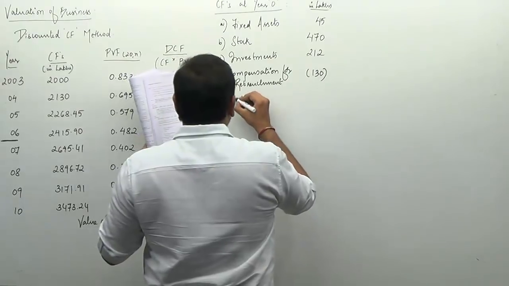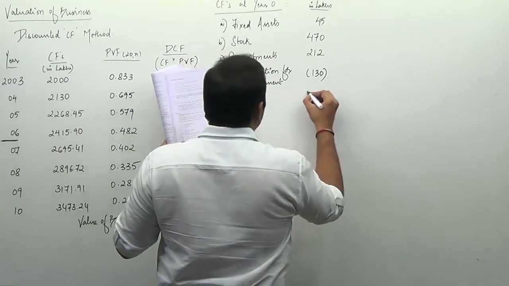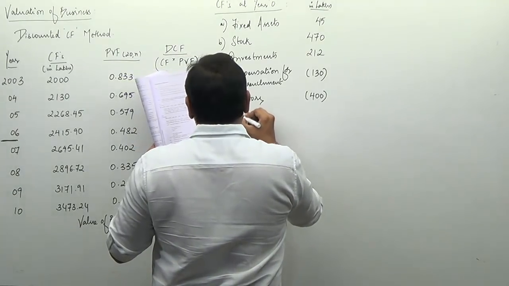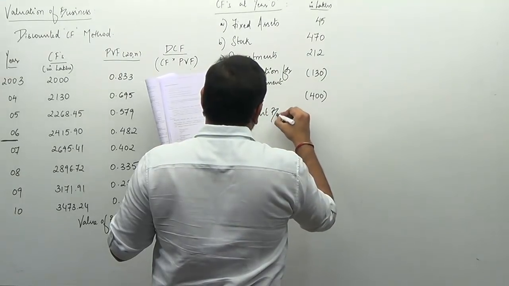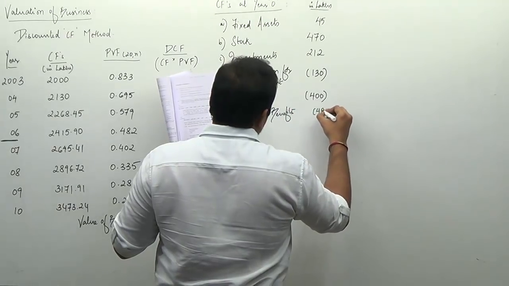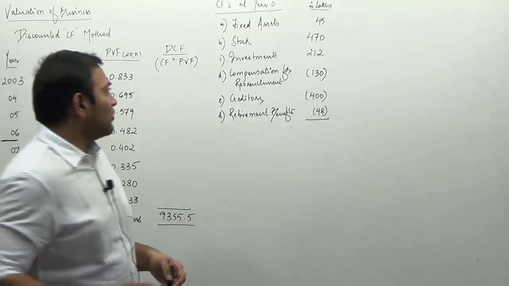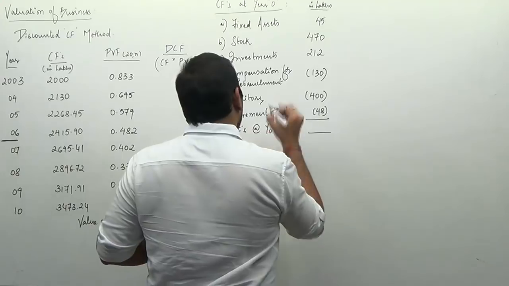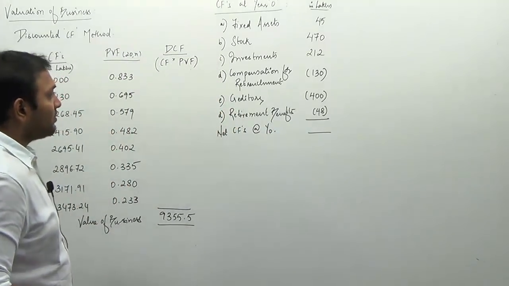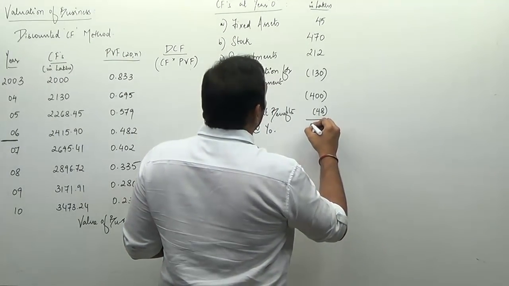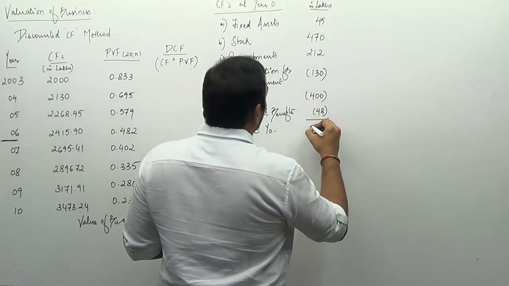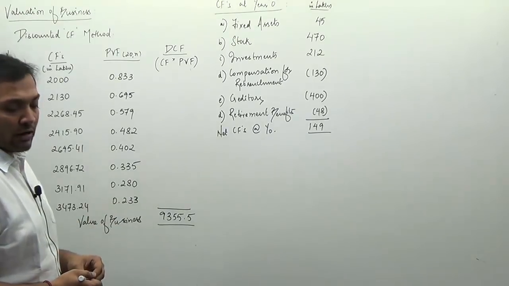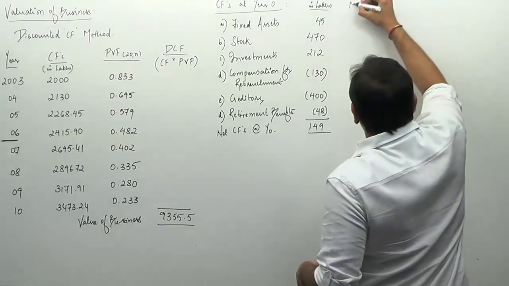Next one, creditors should be settled immediately. Check the creditors from your net assets, 400, settled immediately, negative cash flow again. One liability not existing in the balance sheet, that is the retirement benefits, negative 48. This will give me year 0 cash flow. Net cash flow at year 0, Y0. Net cash flow is 149.